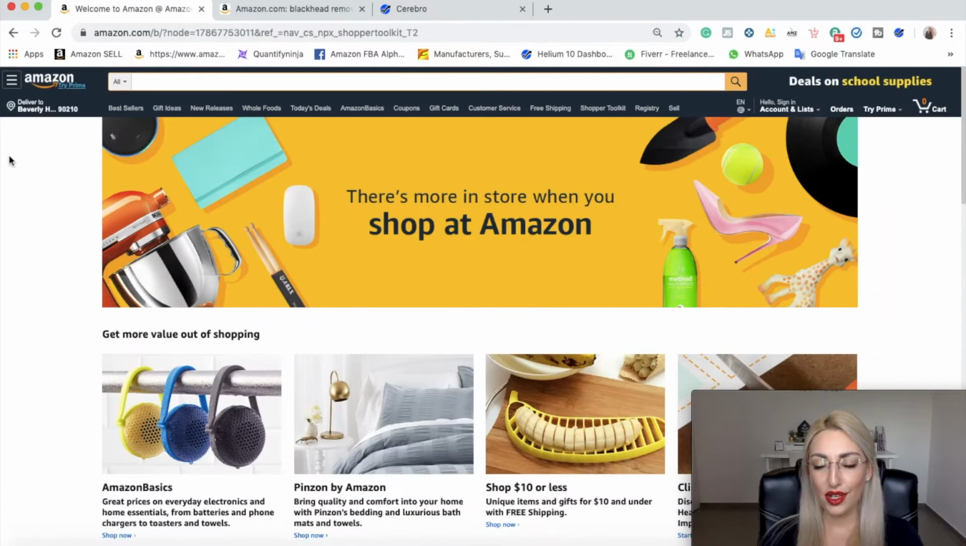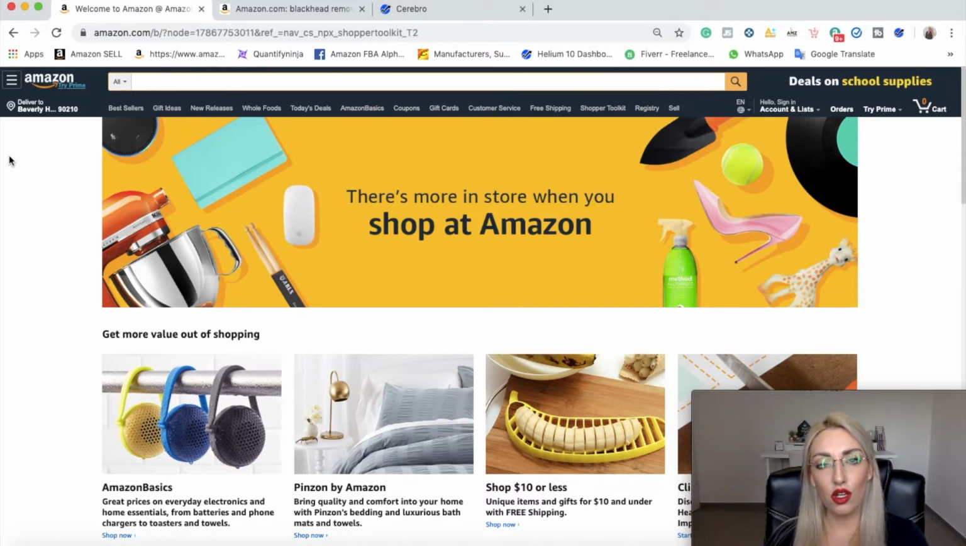Let's get started. So we are now inside of my computer, and just before I even start showing you guys some examples, I really want to explain why it's so important to do this. Because if you do not know the main keyword for your potential product, you may be making one of the biggest business mistakes that you could make within your Amazon journey.